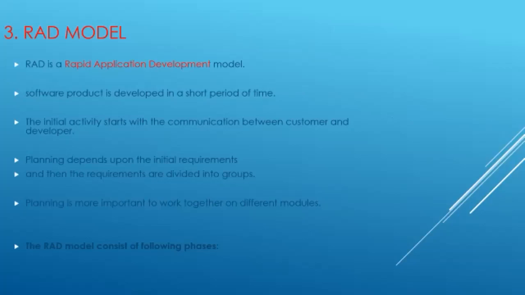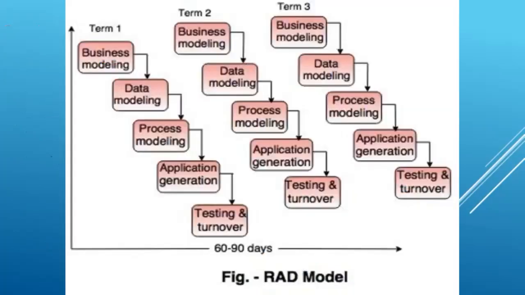The initial activities start with communication between customer and developer. Planning depends upon the initial requirements, and then the requirements are divided into groups. Planning is important to work together on different modules. The RAD model consists of the following phases. Friends, this is nothing but the RAD model.